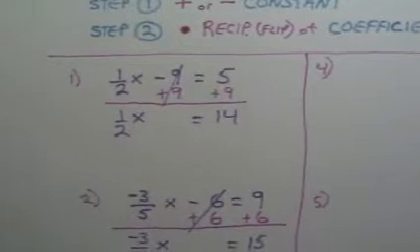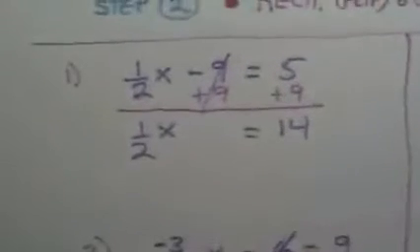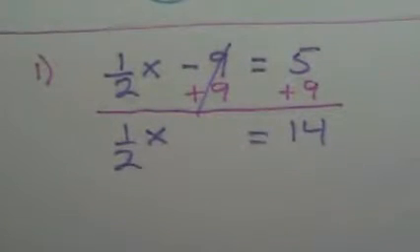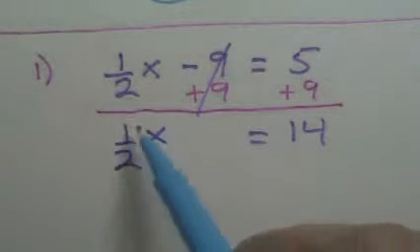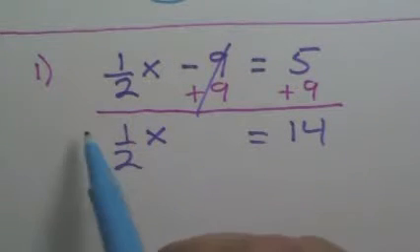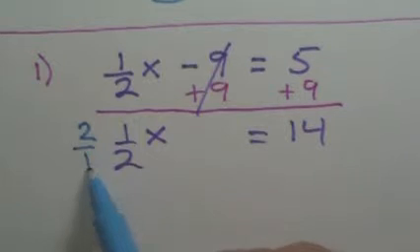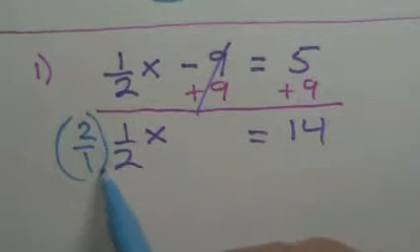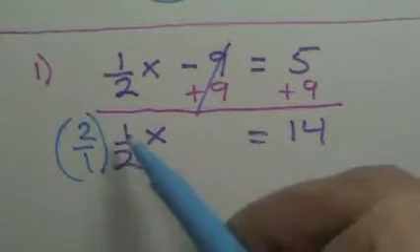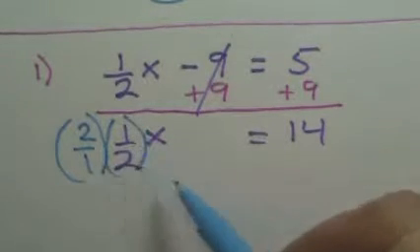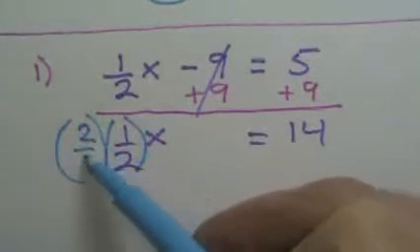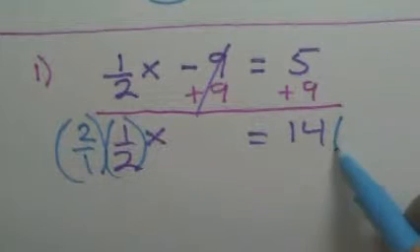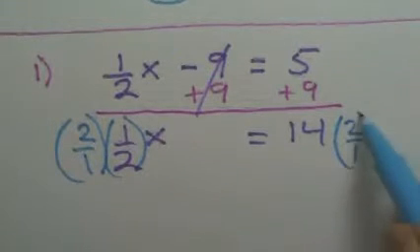Okay, so now let's do that last step for every one of these problems. The first one, here's a coefficient. We want to multiply by the reciprocal. The reciprocal is 2 over 1. Remember, you just flip this. If you want to put parentheses around this one, that's okay too. I'm doing 2 over 1 on this side, so I need to do 2 over 1 on the other side because we have to be fair.